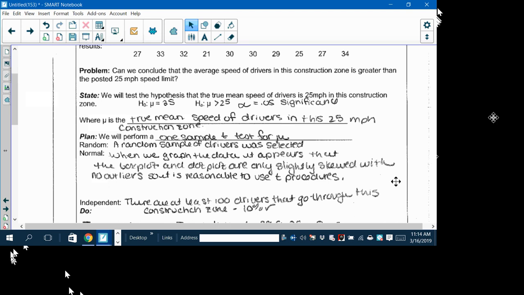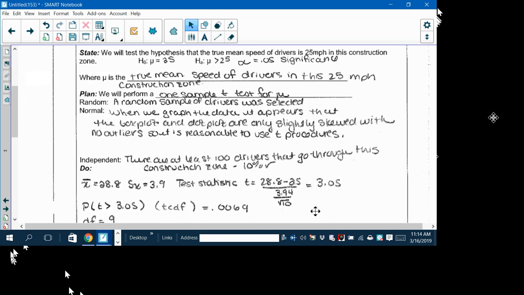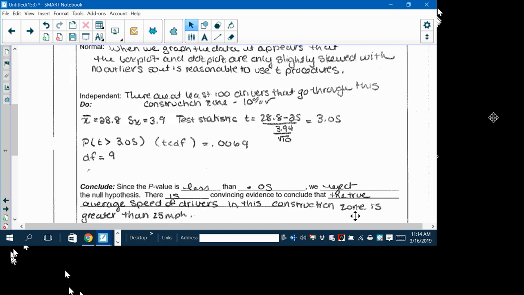When we did a box plot, it's only slightly skewed and it has no outliers, so it's usually safe to use t-procedures. Most of the time, guys, it's going to meet the expectation of normality, but you have to talk about what you do if it's less than 30 to make sure that it is okay to use t-procedures. And then we talk about independence. We assume that we've satisfied the 10% rule.